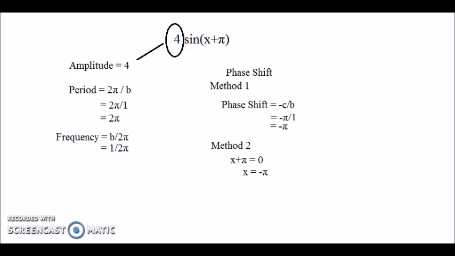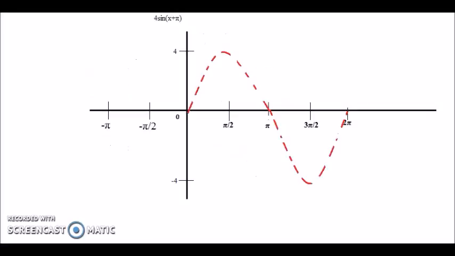After finding the values, we can draw a basic sine graph as a reference. Let's draw the basic sine graph. After drawing the basic sine graph, the graph, which includes the maximum point and minimum point, will shift pi units to the left in order to have a full cycle. The reason why it is pi units to the left is because it's negative pi. And therefore, we will be able to achieve the graph that we want.